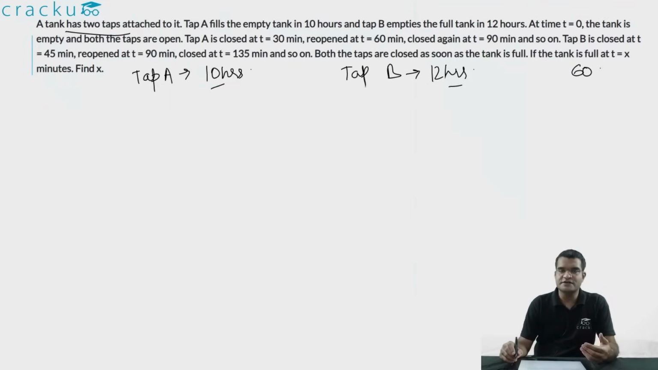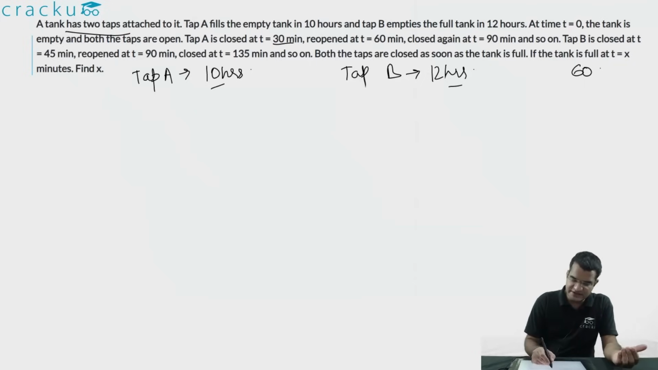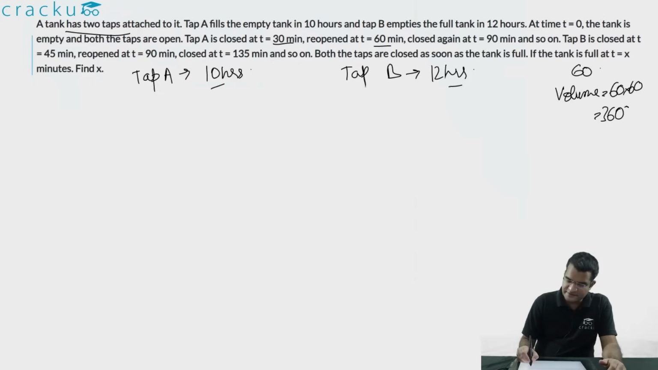So let us assume that the volume of the tank is a multiple of 60, because in this question we need to look at different minutes. Let us assume that the volume of the tank is 60 into 60, which is equal to 3600. We just chose a big multiple of 60 because we want to make calculations easy when we are calculating how much water is filled in by A and B per minute.